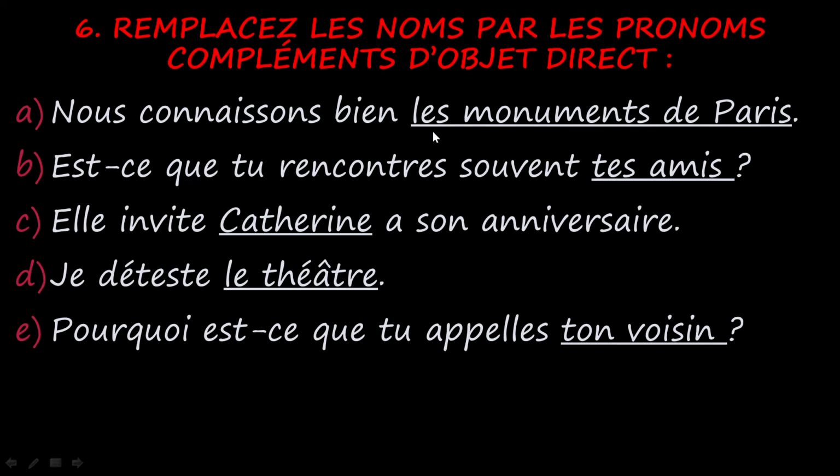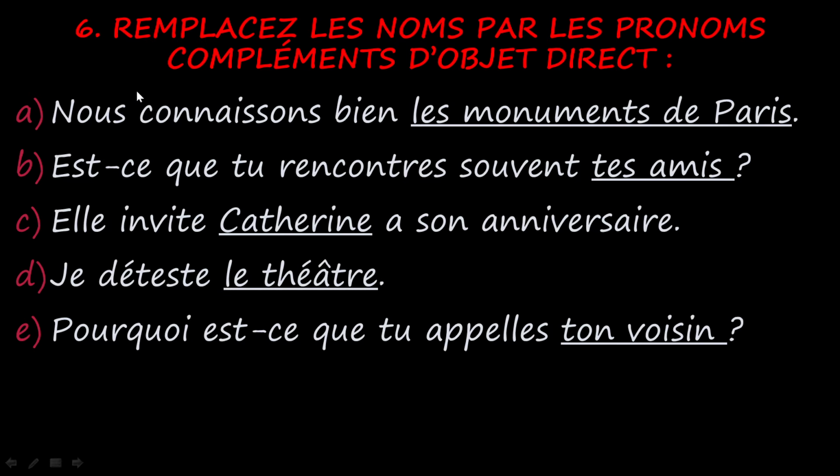Now you got to replace this with one of the pronouns. First of all, you got to check if it's singular or plural. You can see it starts with les, which is a definite article, and it is plural, right? So you'll be replacing the whole underlined thing with les, L-E-S. Nous connaissons bien les normally, but where you'll place les will be before the verb.